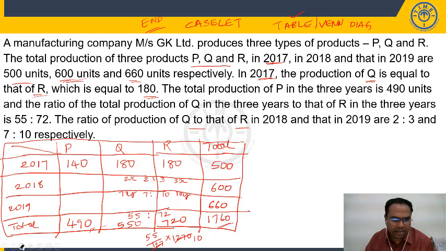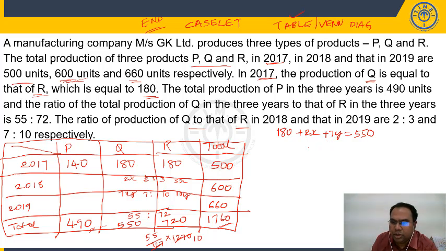So if you observe here, if we add the Q column, what is the Q column? 180 is 2017, then 2x plus 7y is equal to, what is the Q total? 550. Q total is how much? 550. Right? From this 550, 2x plus 7y, 550 minus 180 is 370.